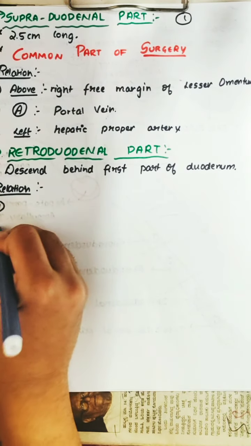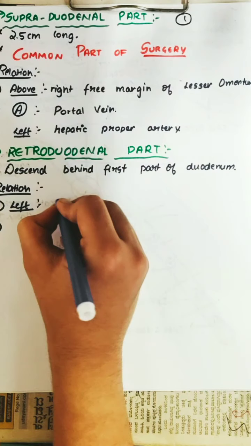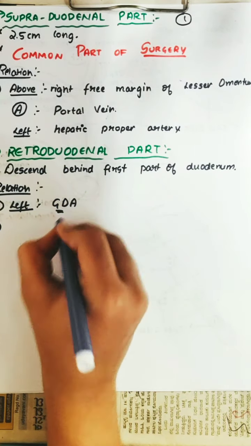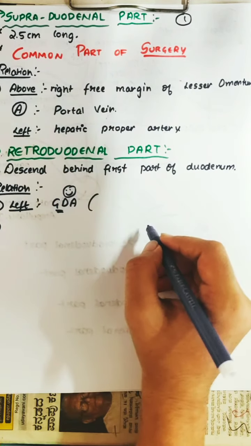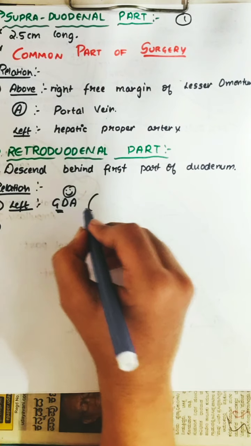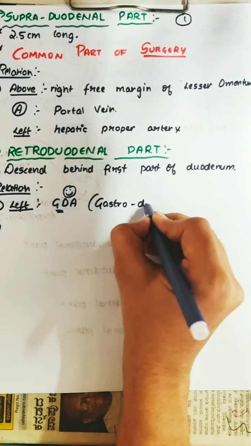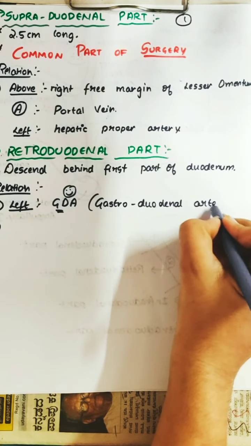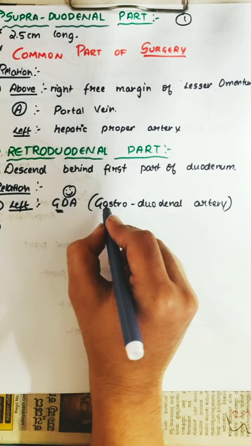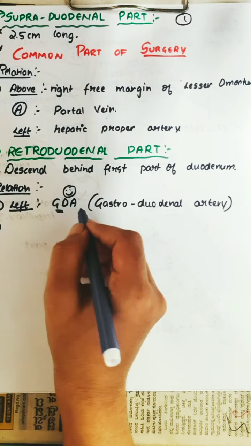There are only 2 relations you have to remember here. First one is on the left side. There is GDA, the gastroduodenal artery, that artery which connects the stomach as well as the duodenum. So on the left side there is GDA.